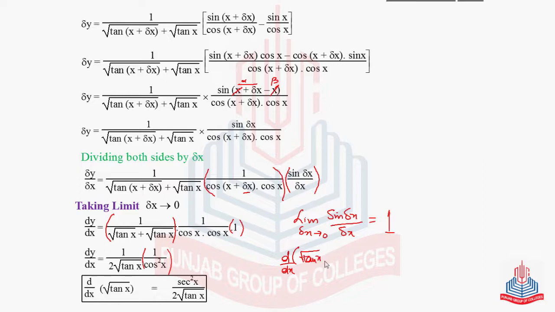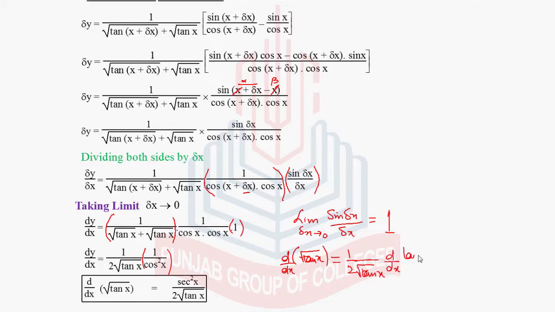Applying the derivative using the power formula, we have 1 by 2 square root tan x, and then the derivative will apply on tan of x. So tangent x will give secant square x, the differentiation of tangent x, and in the denominator 2 times square root of tangent x, which is exactly the same as what we got by applying differentiation using first principle. So the derivative of square root of tangent x is equal to secant square x divided by 2 times square root of tangent x.